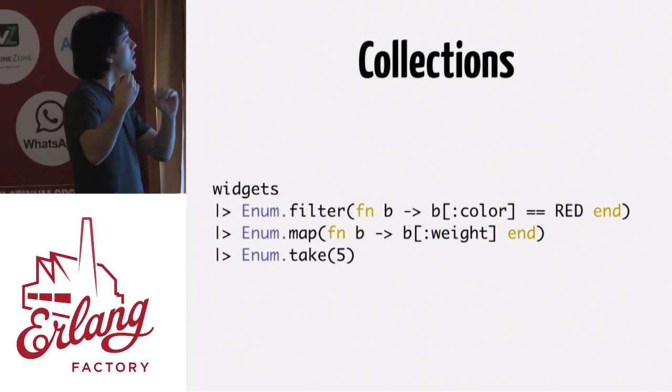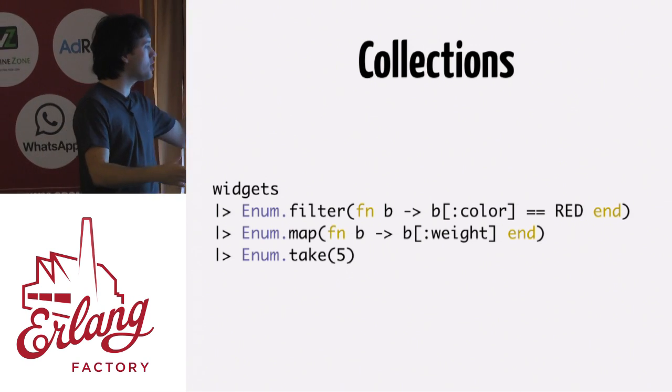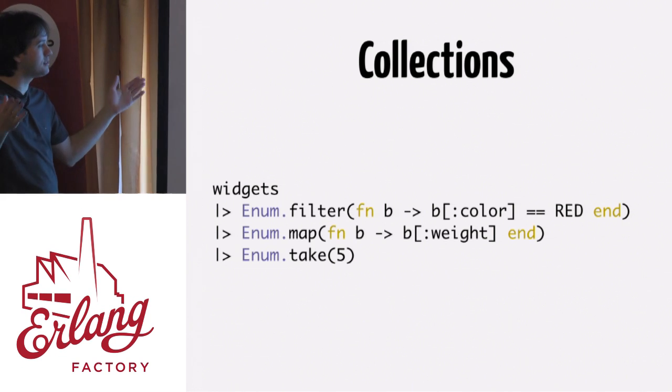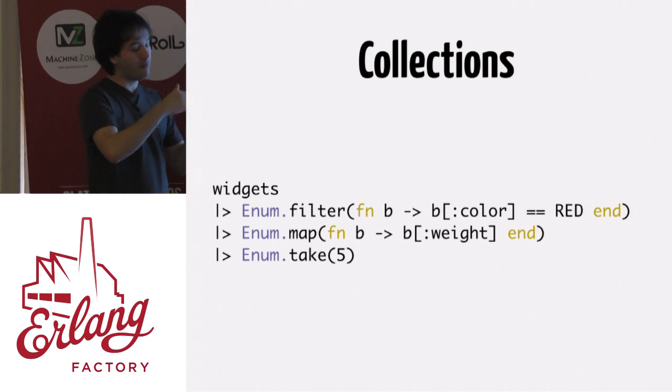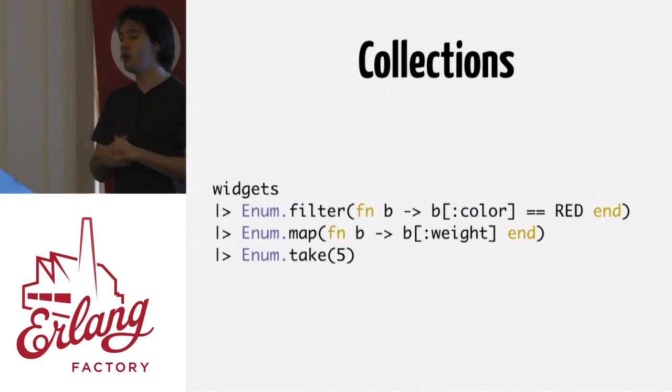They have the same issue that we had in the Java code, in the sense that when I have the widgets, if widgets is a large list, when I call filter, it's going to traverse the whole list and create another list in memory. When we call map, it's going to, again, traverse the filtered list and create another list in memory, and so on.